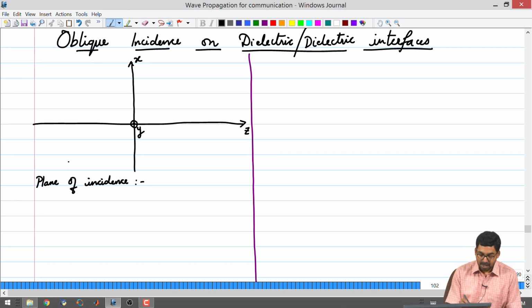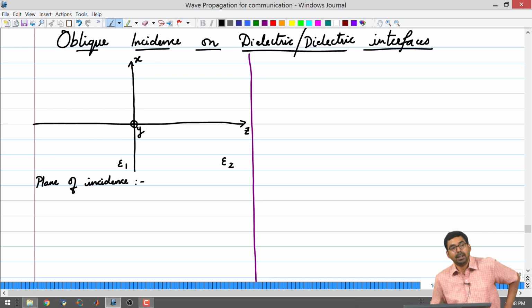Okay. So, I am having a medium, all right. On the left hand side, the dielectric constant is epsilon 1. On the right side, the dielectric constant is epsilon 2. So, it is a dielectric interface, and I am also assuming that mu 1 could be equal to mu 2 like in the majority of cases. Even if it is different, it does not matter, but there is no sigma coming into the picture, sigma is 0 on both sides.